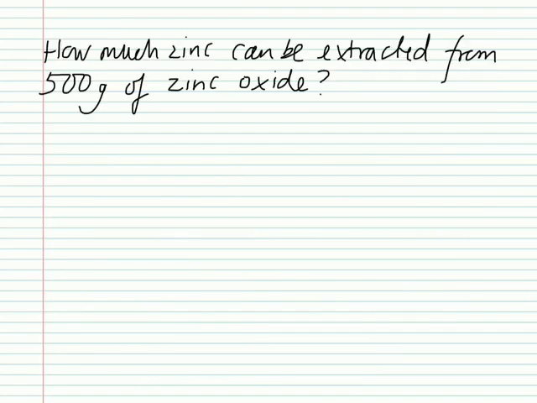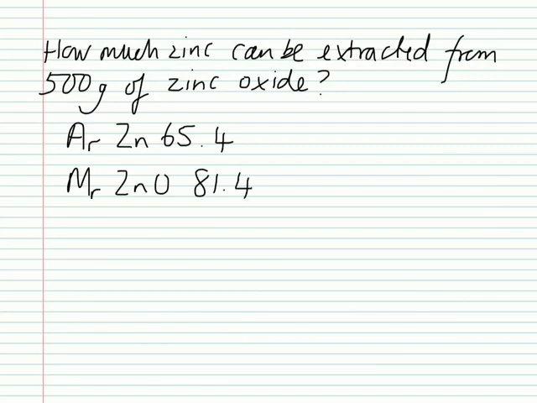Let's look at another example. How much zinc can be extracted from 500 grams of zinc oxide? Remember, the first thing you need to do is calculate the relative atomic mass of zinc, which in this case is 65.4, and the relative formula mass of zinc oxide, which is 65.4 plus 16, as oxygen is 16. The relative formula mass of zinc oxide is 81.4.